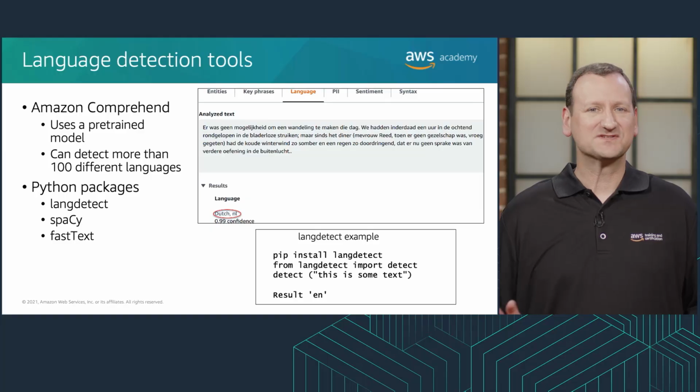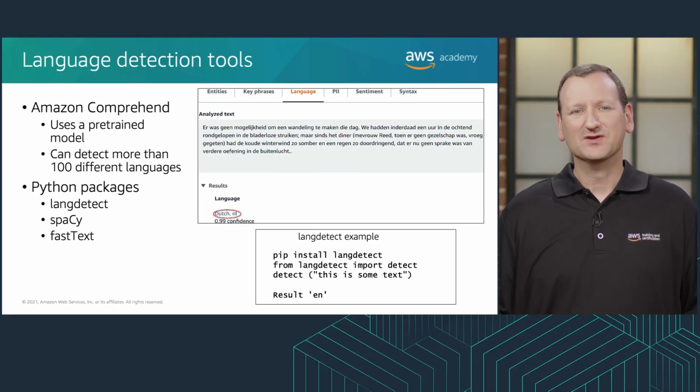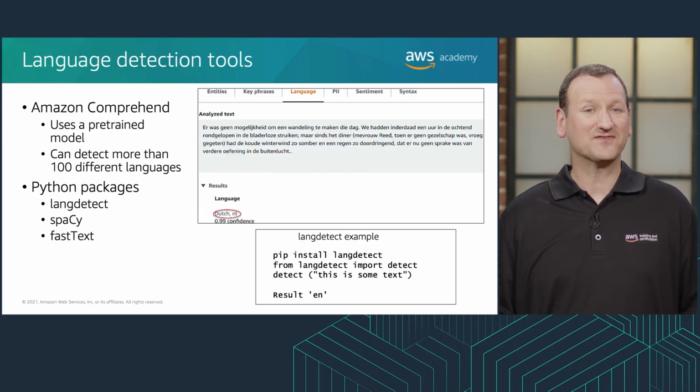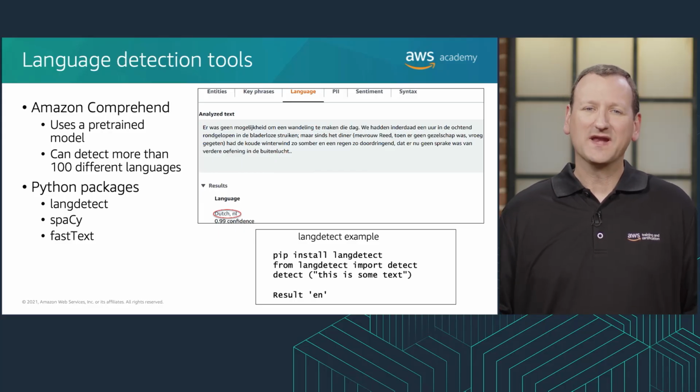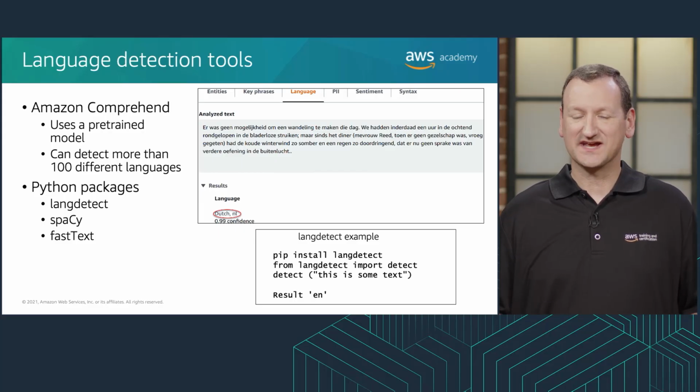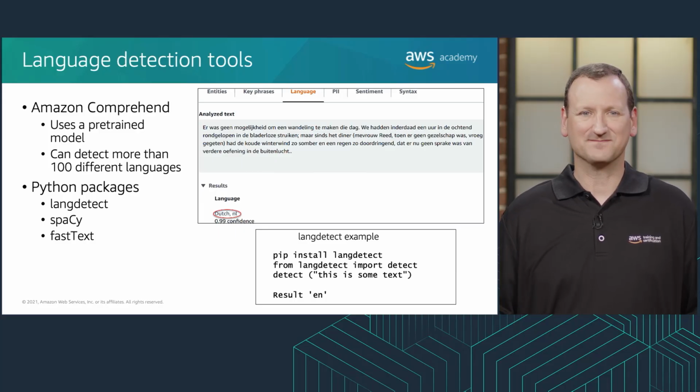Hi, and welcome back. In this video, you will learn how to detect the language of a text and about machine translation. You've already learned about several use cases for Amazon Comprehend in this course. You can also use it to detect the language of a text. Amazon Comprehend uses a pre-trained model and can detect 100 different languages. When Amazon Comprehend returns the detected language, it also returns a confidence score for the selection.